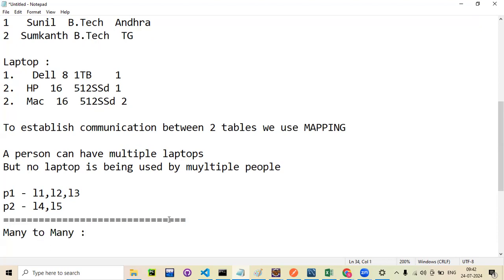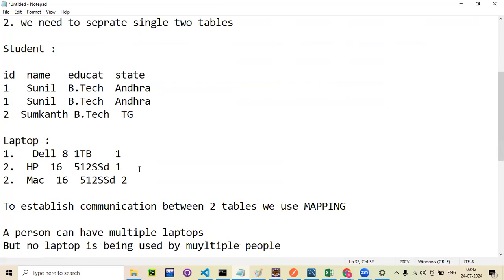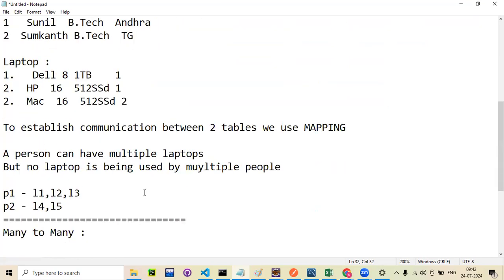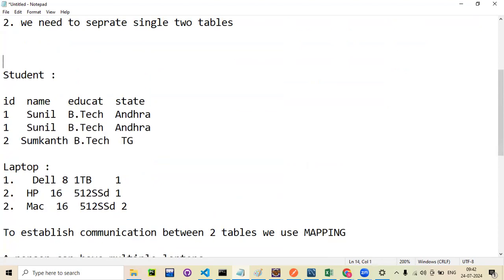See, we'll have one example for each one. We'll need to write it down, how the student and laptop tables will vary based on the condition. So let us assume this one is 1 to 1.